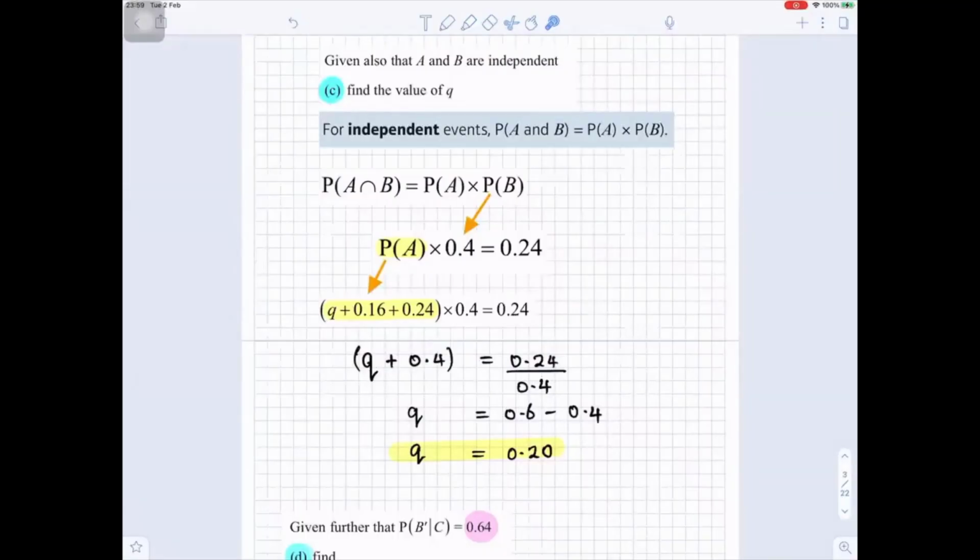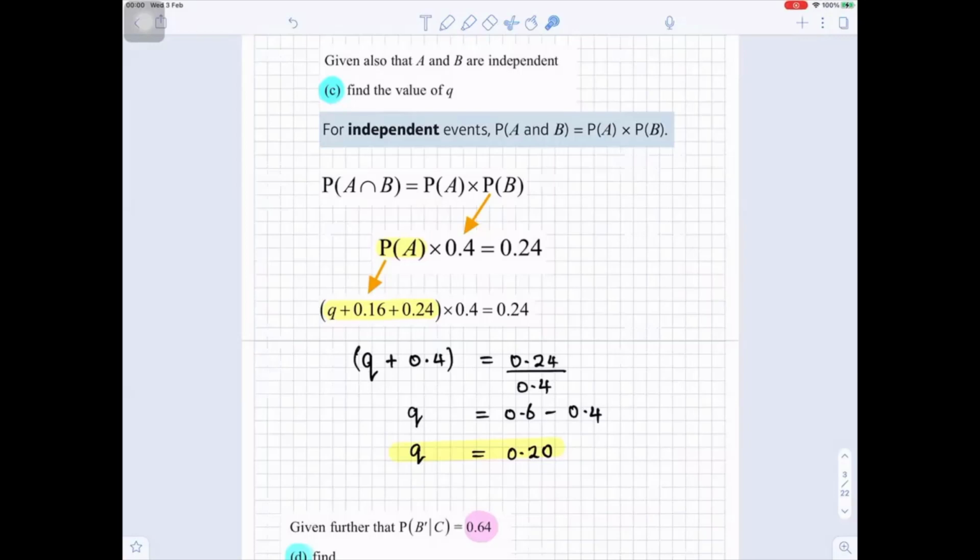Given also that A and B are independent, find the value of Q. For independent events, probability of A and B is equal to probability of A times probability of B. So probability of A intersection B is probability of A times probability of B. So we have probability of A times the probability of B, which is 0.4, equals 0.24. Now, the probability of A is Q plus 0.16 plus 0.24.